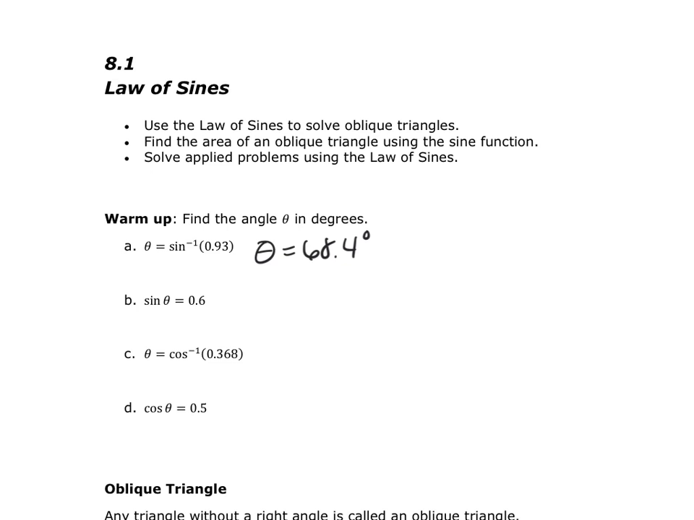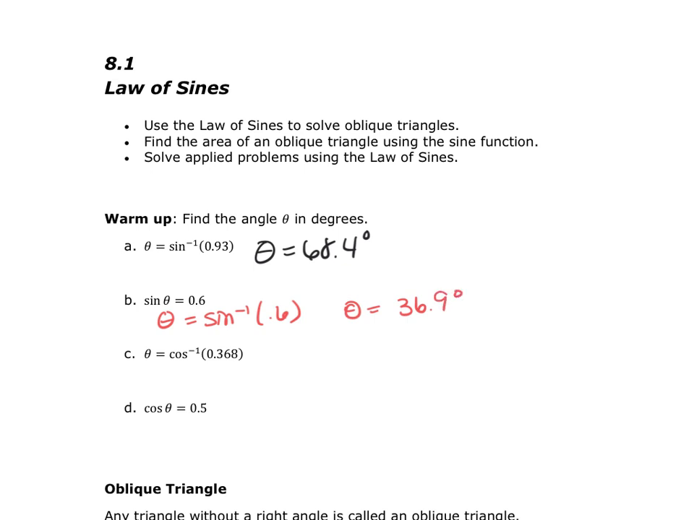Similarly on this one, I'm going to do the sine inverse of both sides, so I get theta is equal to the sine inverse of 0.6. I'm going to put that in my calculator, and I'm going to get 36.9 degrees, to one decimal place.